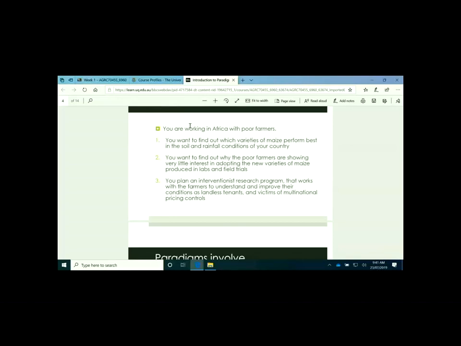The third scenario is that we want to develop a research paradigm that works with the farmers to understand and improve their conditions as tenants, landless tenants, and victims of multinational pricing controls. So we're actually in a different scenario. We're working with the same group of people in the same area. Okay, so we could have 3 different ways of looking at that situation.